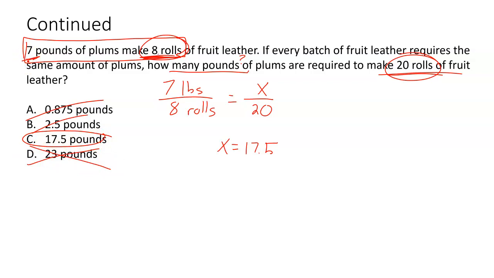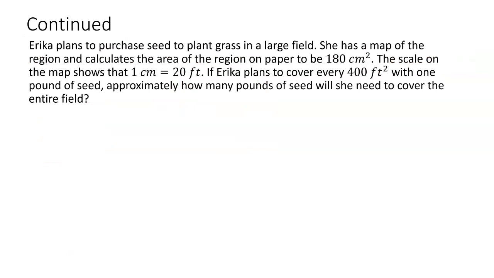7 pounds is less than 8 rolls. 17.5 pounds is less than 20 rolls. Okay, so you can still use some of that inspection and that intuition to roll through your answers. Save you a little bit of time rather than trying to do 7 times 20 divided by 8, see what the answer is, make sure it matches up. You've got multiple choice, use that to save you some time.